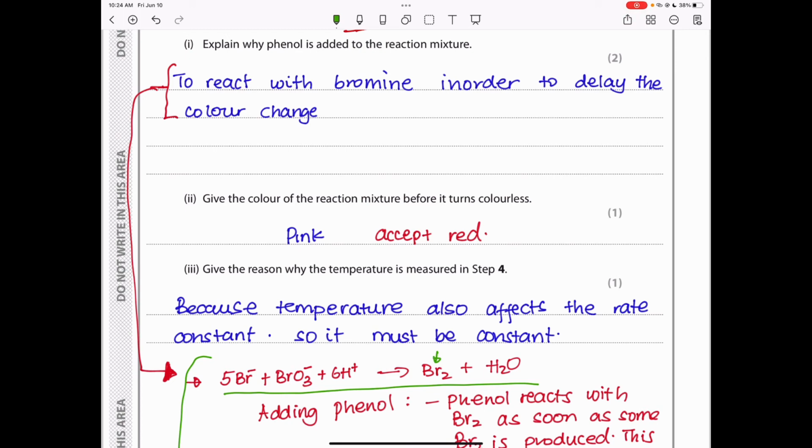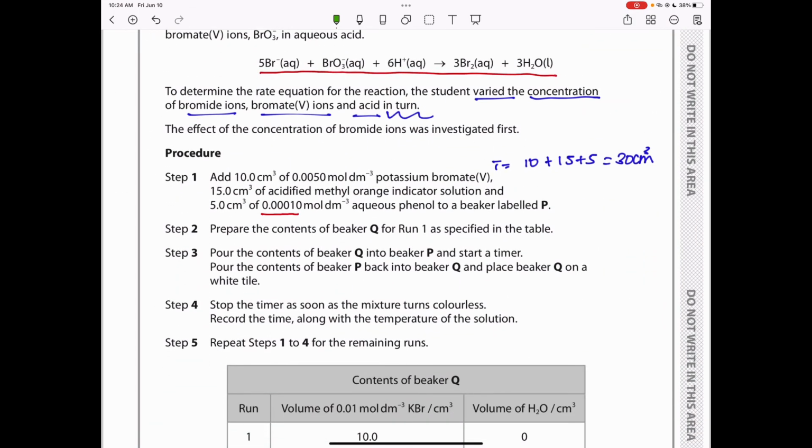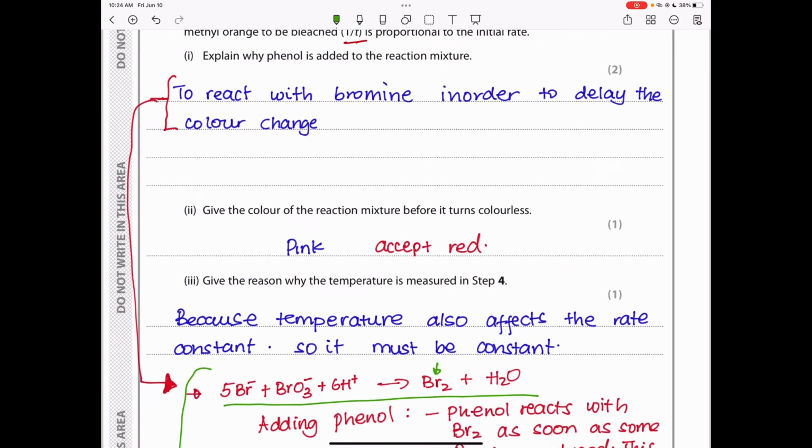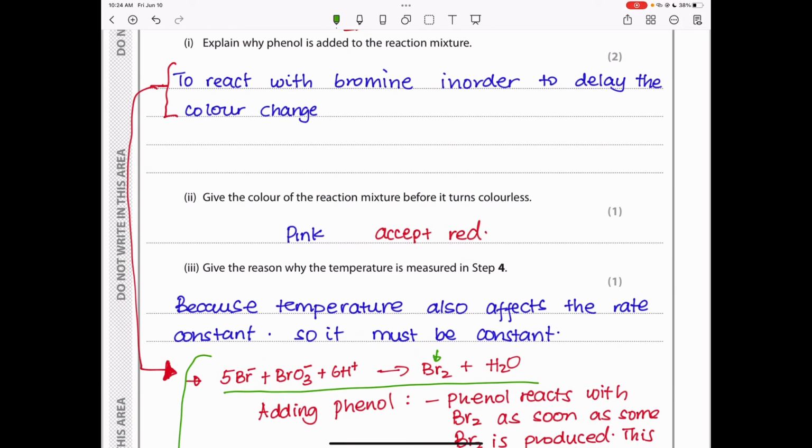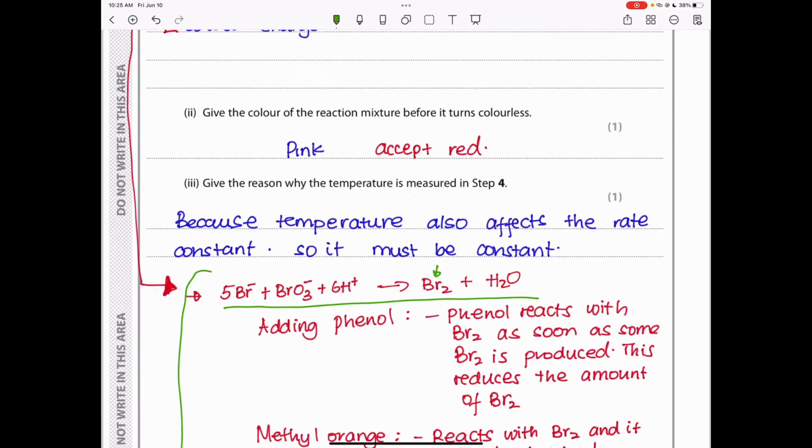Give the reason why the temperature is measured in step 4. Let's go back to step 4 a bit. Step 4, they say stop the timer as soon as the mixture turns colorless and record the time along with the temperature of the solution. The reason for this is, of course, temperature has to be maintained constant. So if the temperature is not constant and it's increasing or decreasing, it means the reaction can be affected. You guys know rate of reaction is affected greatly by the temperature. So we need to ensure that the temperature remains constant in order for our results to be valid.